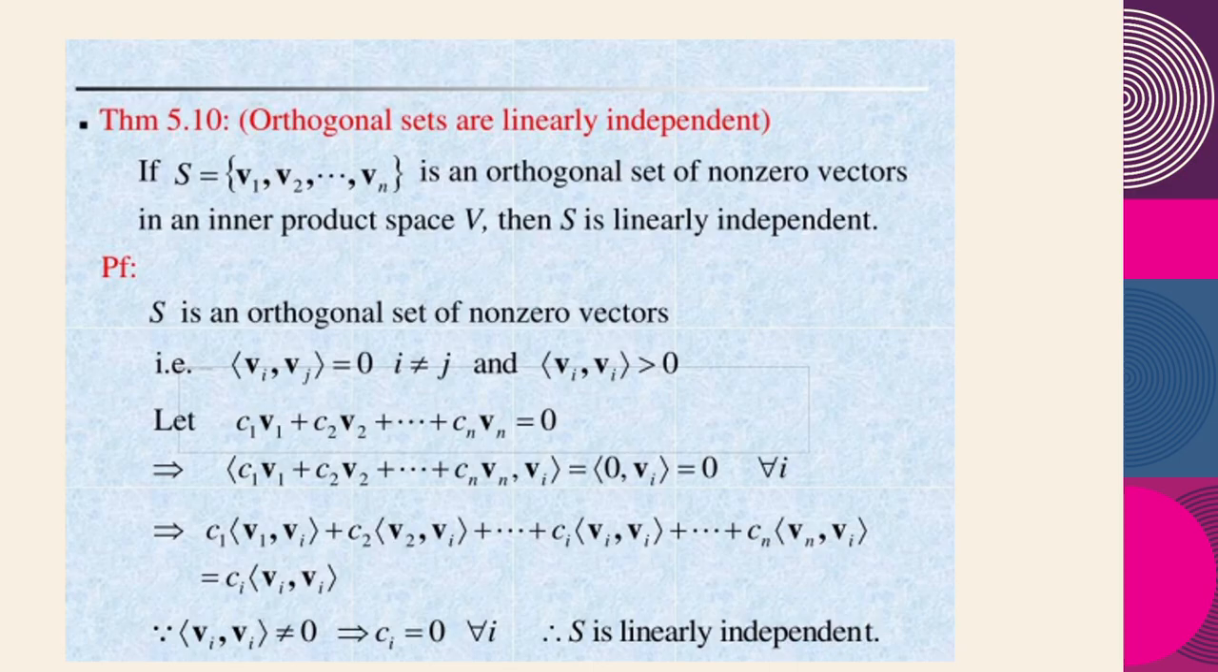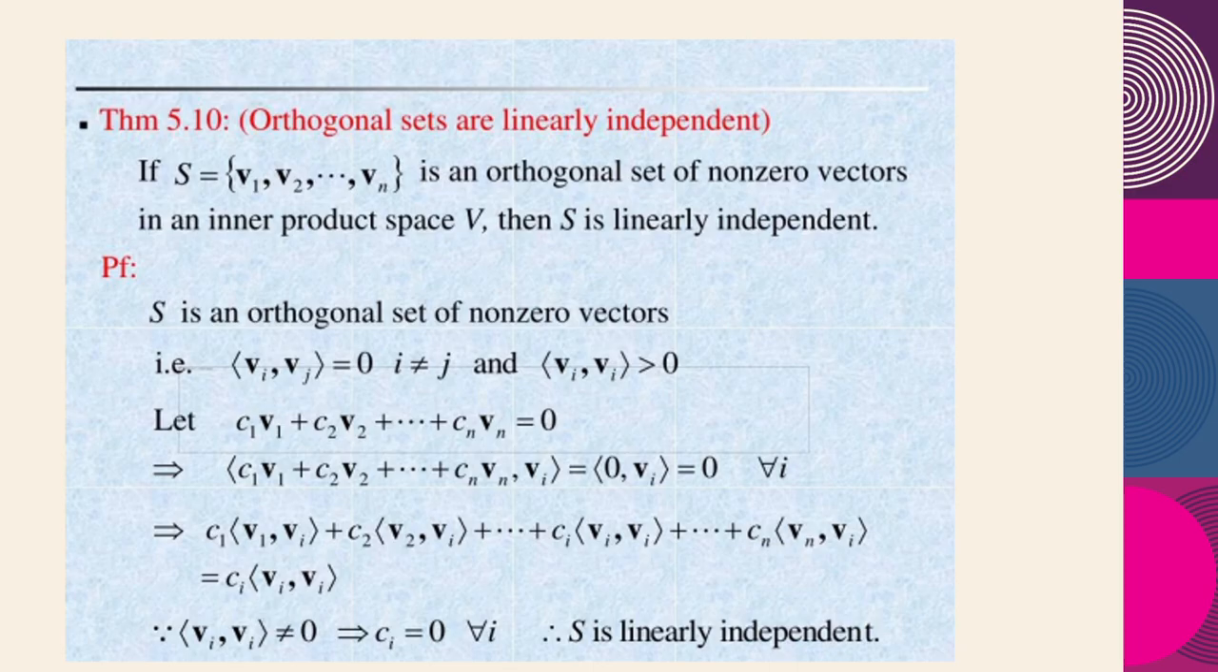This theorem tells us something very useful. If S is an orthogonal set of non-zero vectors, then S is automatically linearly independent, meaning none of the vectors in the set can be created by combining the others. To prove this, we assume that a combination of the vectors c1 v1 plus c2 v2 and so on equals the zero vector. We then take the inner product of both sides with one specific vector, vi.